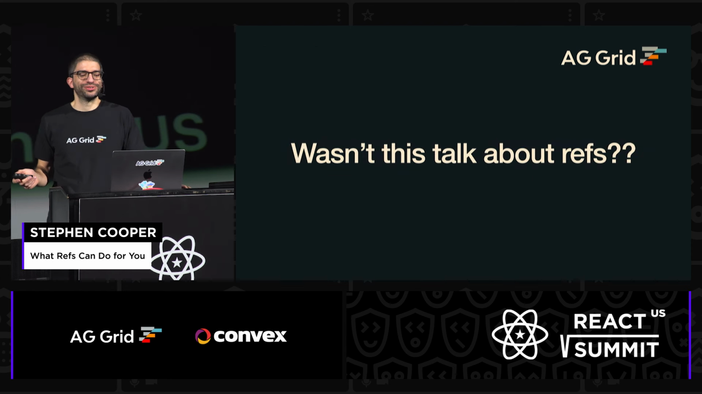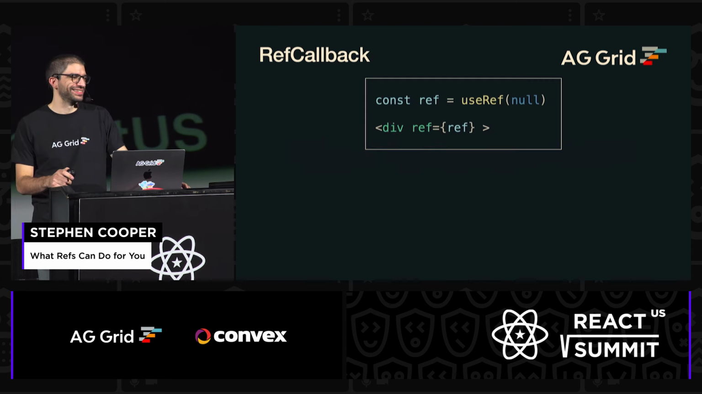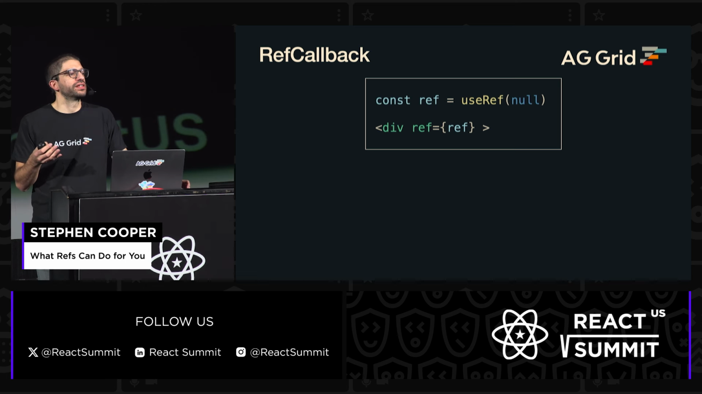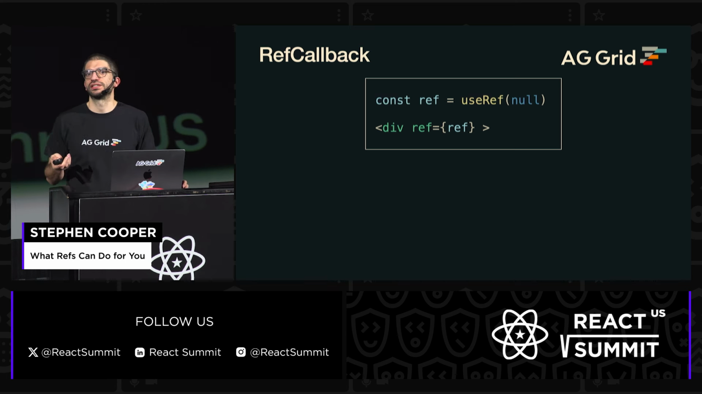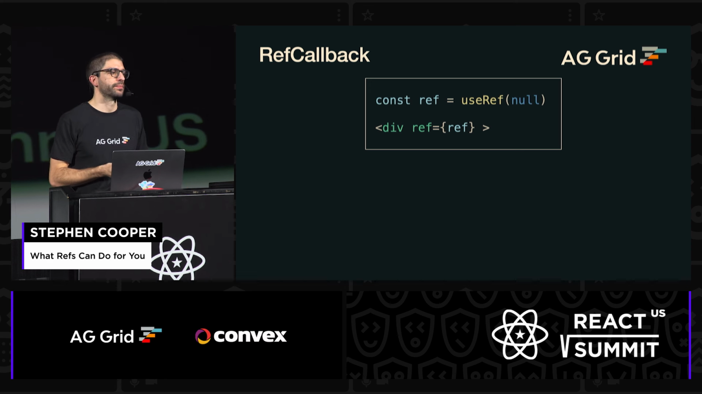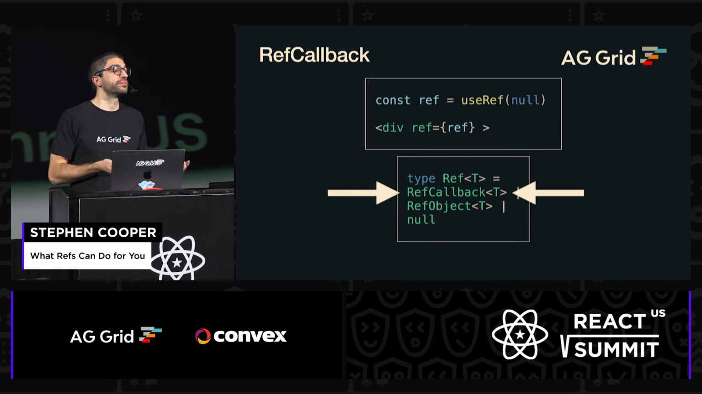So, isn't this talk about refs? Well, yes, it is. We are used to seeing refs defined in this way. We say useRef, it gives us this ref object, and then we pass this to the ref prop on our element, and that will be assigned asynchronously. But if we inspect the type of the ref property, as well as the ref object, which we can pass it, there's also a ref callback.